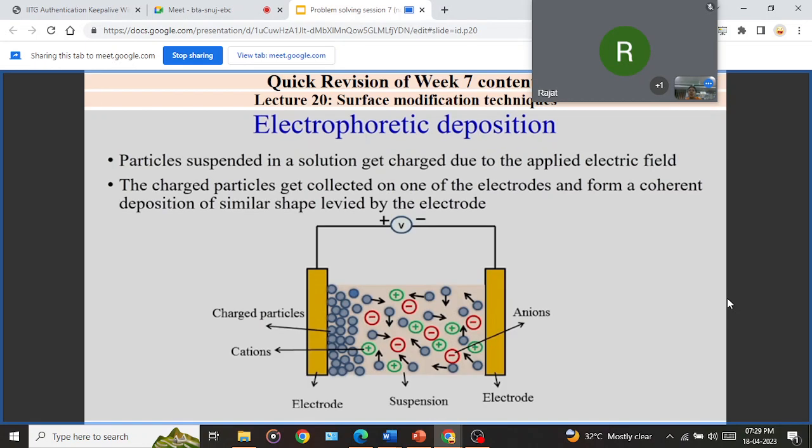Fine. So there is again electrophoretic deposition. This is also one of the physical methods of surface modification. In this case, we suspend the particles in the solution that get charged due to the applied electric field. Then these charged particles get collected on one of the electrodes and form a coherent deposition of similar shape to the electrode. Right, we have two electrodes here, one is the cathode and the other the anode, and in between them the suspension is placed. So the charged particles will get collected on one of the electrodes.